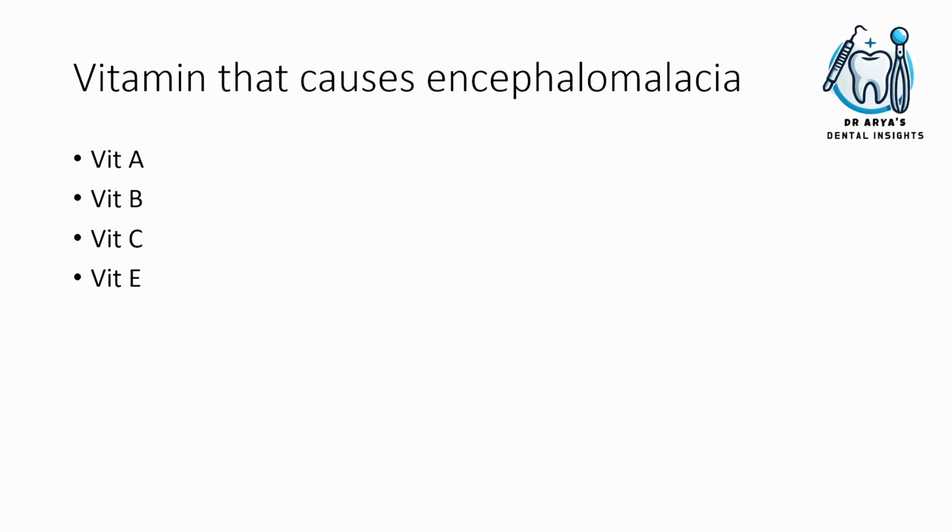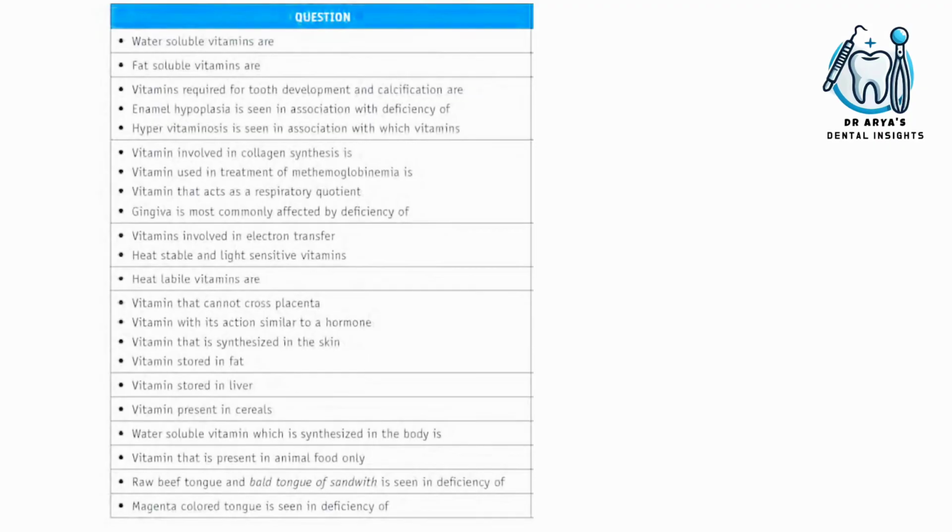So next question is about vitamins. Vitamin that causes encephalomalacia: vitamin A, B, C or E. Coming to the discussion part, this is briefly on some vitamins. So first question is, which are the water soluble vitamins? It is B and C. Okay. Then fat soluble vitamins are the other vitamins, that is A, D, E and K.